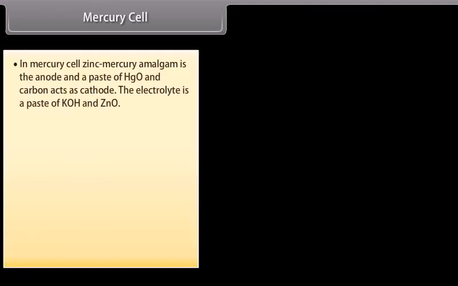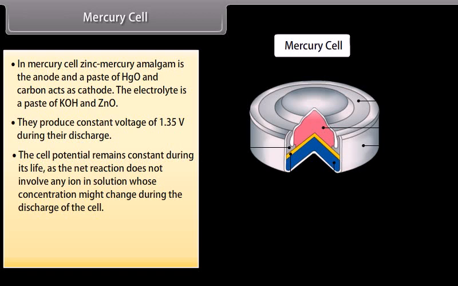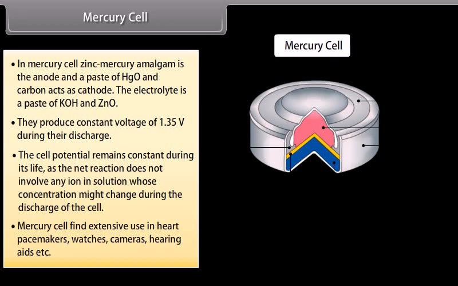Mercury cell. In the mercury cell, zinc-mercury amalgam is the anode and a paste of HgO and carbon acts as the cathode. The electrolyte is a paste of KOH and ZnO. They produce a constant voltage of 1.35 volt during their discharge. The cell potential remains constant during its life, as the net reaction does not involve any ion in solution whose concentration might change during the discharge of the cell. Mercury cells find extensive use in heart pacemakers, watches, cameras, hearing aids, etc.